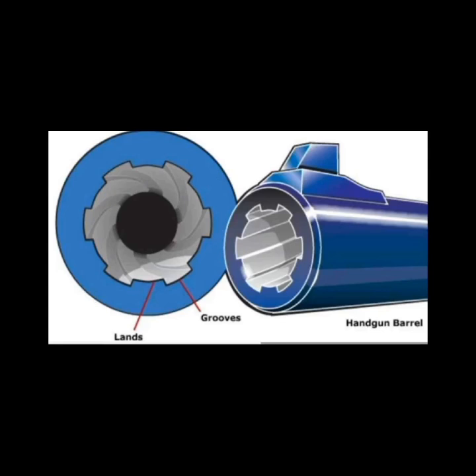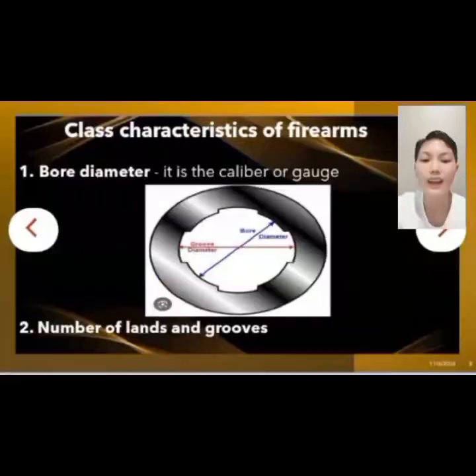The raised portions of the rifling are known as lands, and the recessed portions are known as grooves. When a weapon is fired, the lands and grooves cut into the bullet, spinning it as it travels through the barrel of the firearm. In rifling, the lands and grooves make the bullet spin as it exits the gun's barrel. These make the bullet fly more accurate.